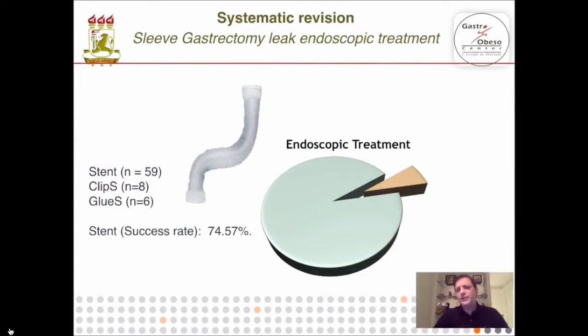So if we go to the literature, the old literature up to 2010, 2011, we're going to see here that most of the literature addresses endoscopic treatment for sleeve leaks with stents, with a success rate of 74%, used in all periods of the leak, whenever it happens after surgery.